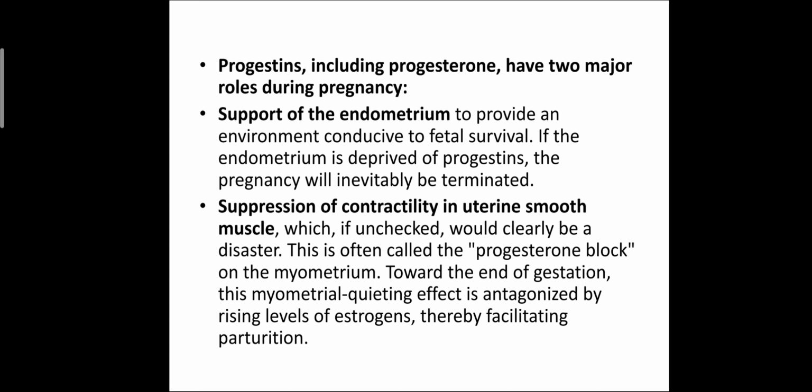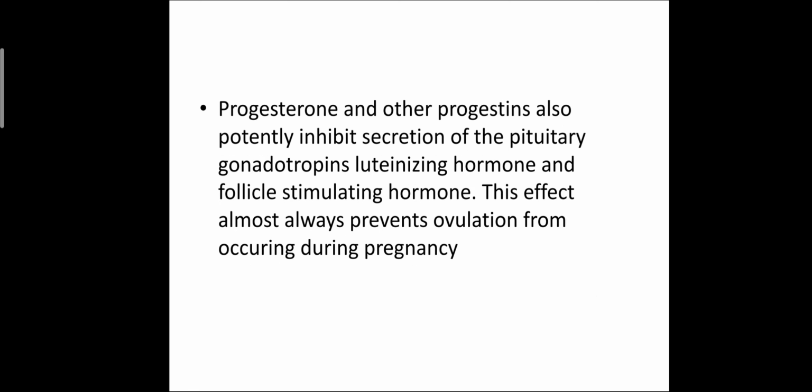Toward the end of gestation, this myometrial effect is antagonized by the rising level of estrogen, thereby facilitating parturition. Progesterone and other progestins also inhibit the secretion of the pituitary gonadotropins LH and FSH. This effect prevents ovulation from occurring during pregnancy.